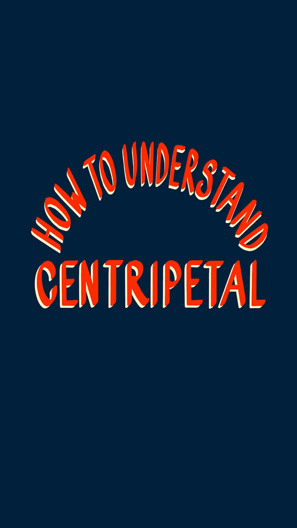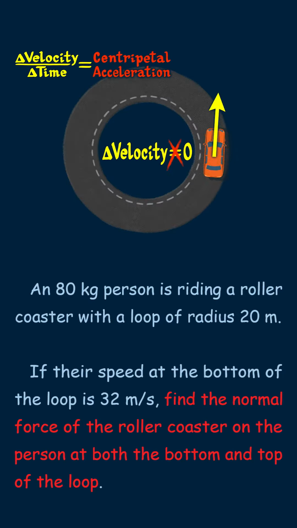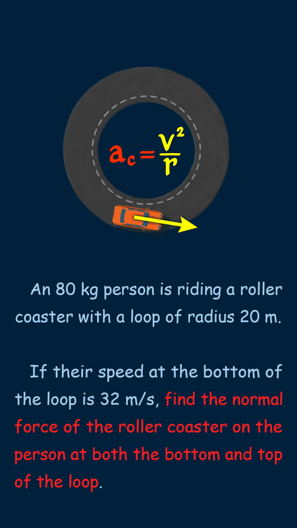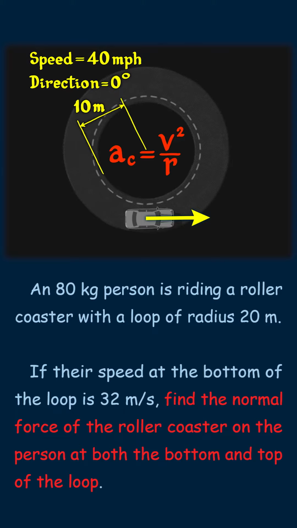Here's how to understand centripetal acceleration in physics. If we wanted a value for this centripetal acceleration, we're going to use this formula, where a_c is equal to the velocity squared divided by the radius of the circular path.